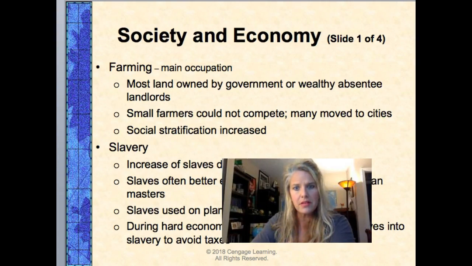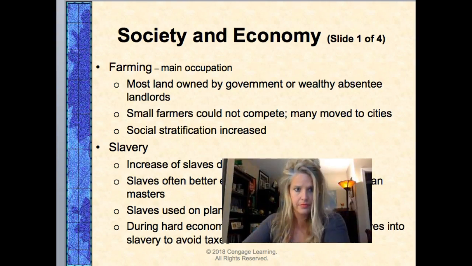Farming. Most of the land was owned by the government or wealthy absentee landlords. Small farmers could not compete. Many moved to the cities.